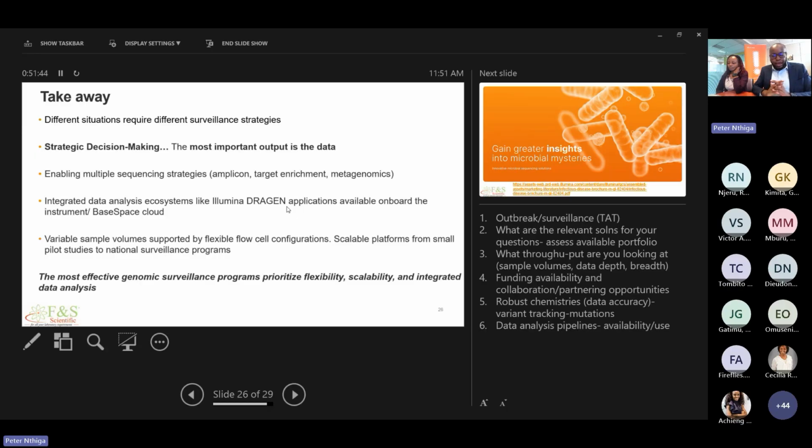So I will end at this point and mention that the most effective genomic surveillance programs usually prioritize flexibility, scalability, and integrated data analysis, which Illumina does very well in supporting.